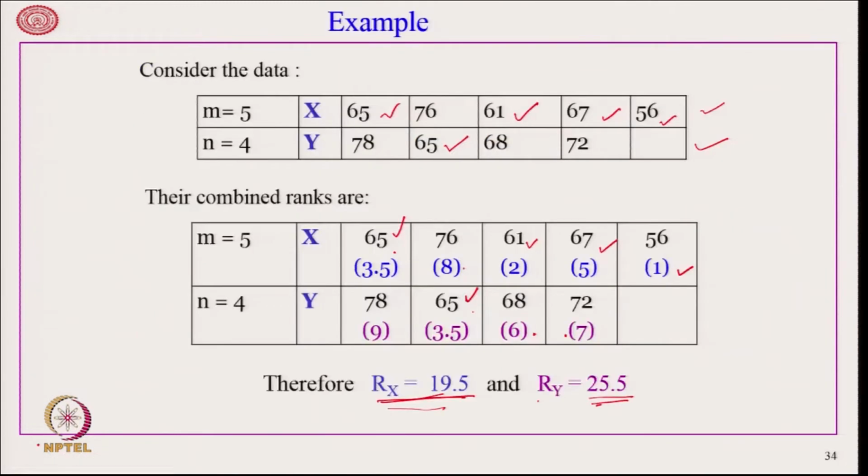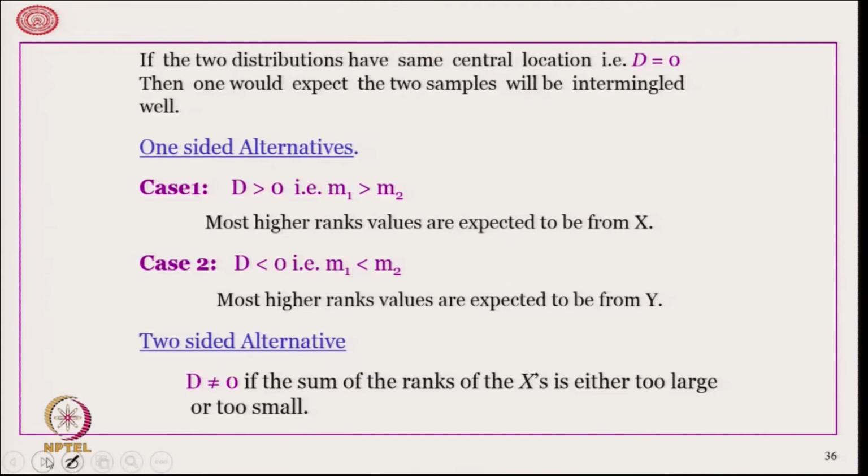If we look at the previous one, this sum is equal to 45, because there are 9 elements, and the sum of ranks is going to be 1 plus 2 plus up to 9, which is equal to 9 into 10 by 2, which is equal to 45. Therefore, the sum of R x and R y is constant for a given sample size. If the two distributions have the same central location, that is d is equal to 0, then one would expect that the two samples will be intermingled well.